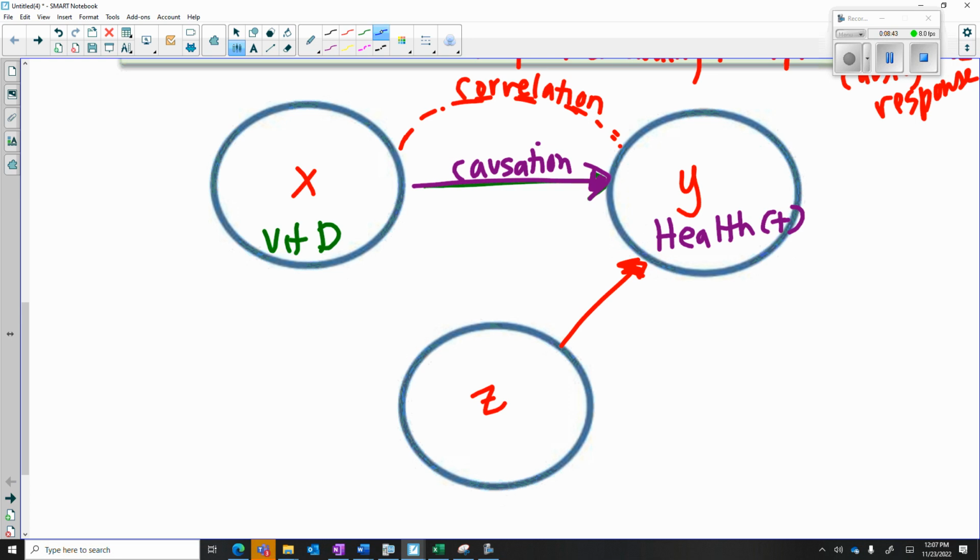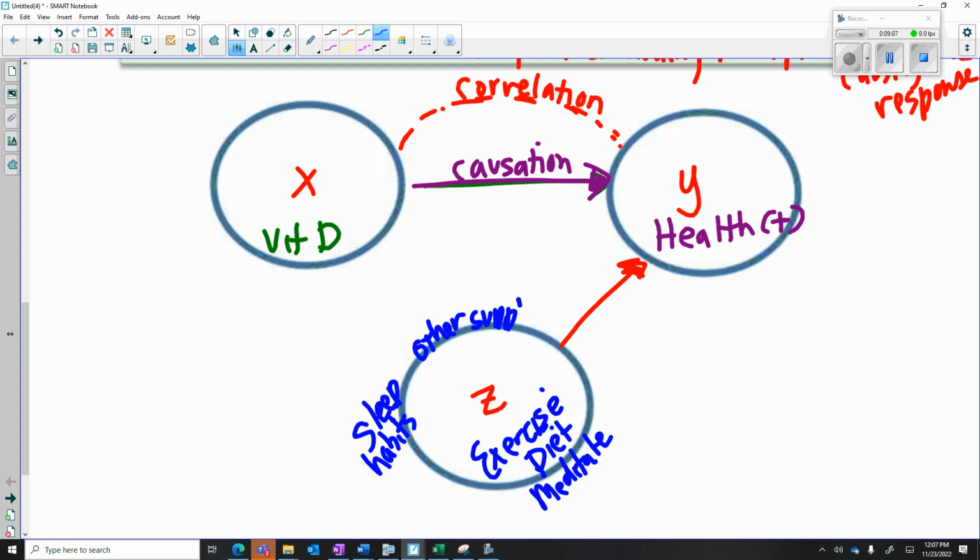Maybe I exercise a lot, which I should, right? Maybe my diet, what I eat, I eat a lot of vegetables, could cause me to have better health. Maybe I meditate. Maybe I get a lot of sleep. My sleep habits are good. This is not true for me, by the way. Maybe I take other supplements. Maybe I juice all my vegetables, whatever. So any of these things could cause us to be confused.